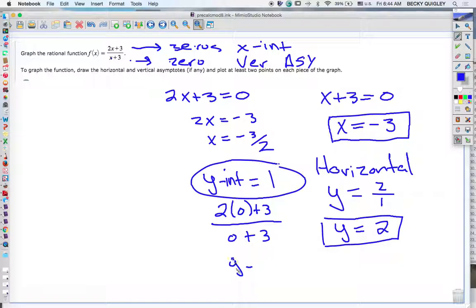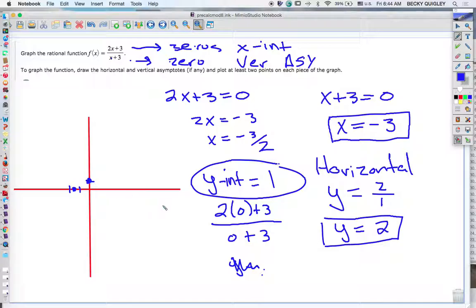Okay, so now we have enough information to graph it. It says plot at least 2 points, so we'll pick one more point once we get a rough sketch going. All right. So we have 0 at negative 3 halves, so that's negative 1.5. So we have a 0 there, so we'll plot that point. We have a y-intercept at 1, so (0, 1) is our y-intercept.